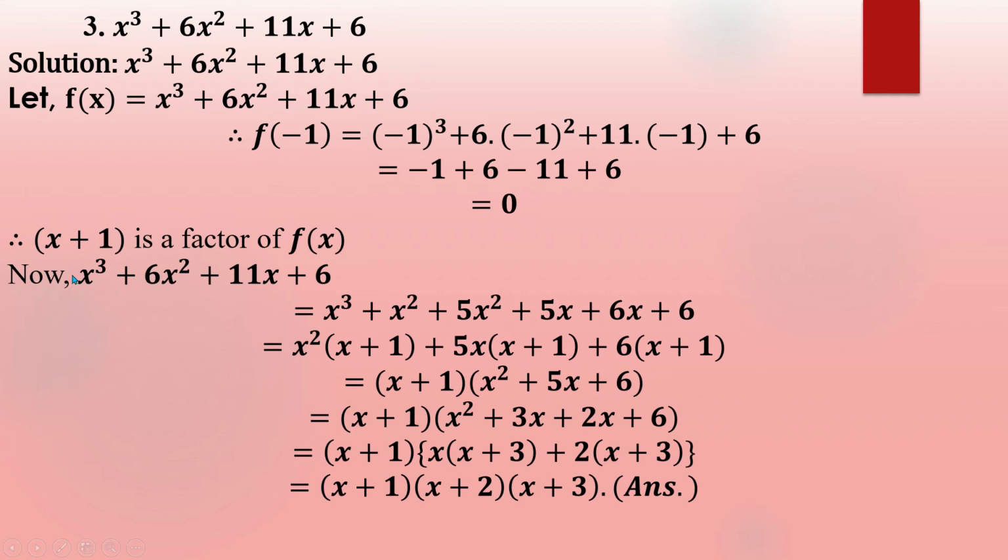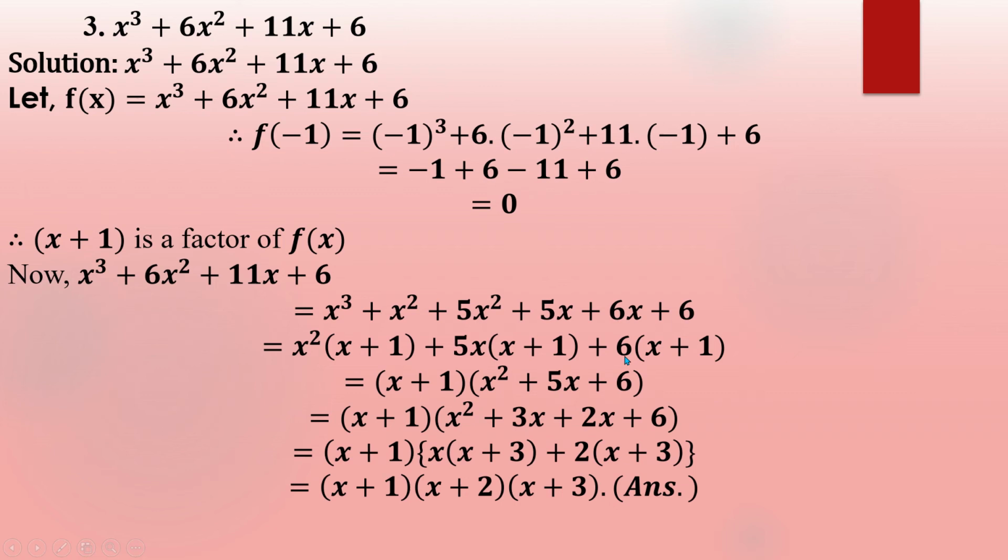Clear? As here is x cube, so we have to take here x square. Now this into this will get x cube plus x square, but here is plus 6x square, so we have to take here plus 5x square. Now we have to match 5x square. As a result, here will be plus 5x. So x plus 1 into 5x means 5x square plus 5x, but here is 11x, so we have to take here plus 6x.